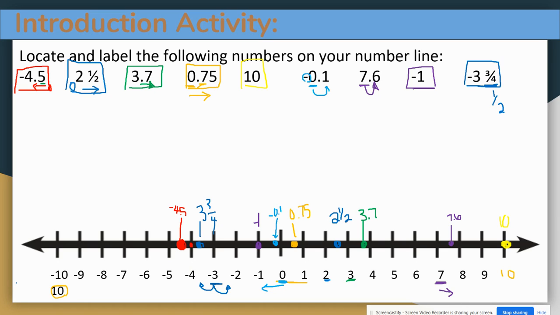How'd you do with determining which two whole numbers these fractions and decimals, or rational numbers, would fall between?